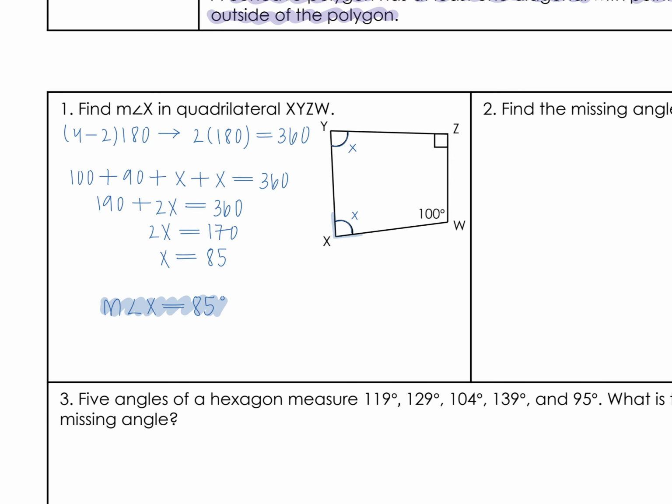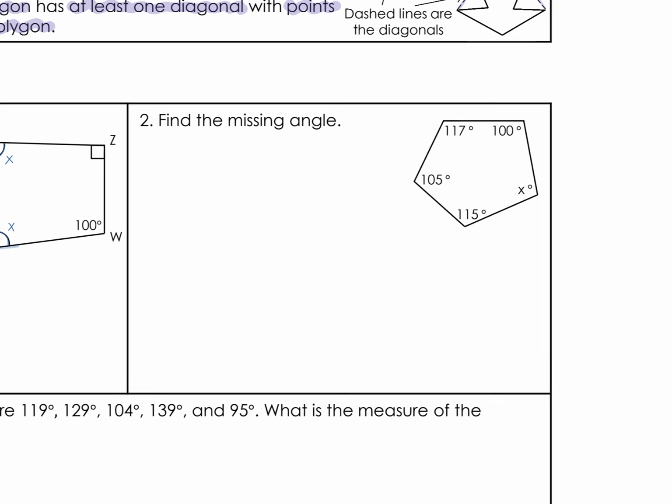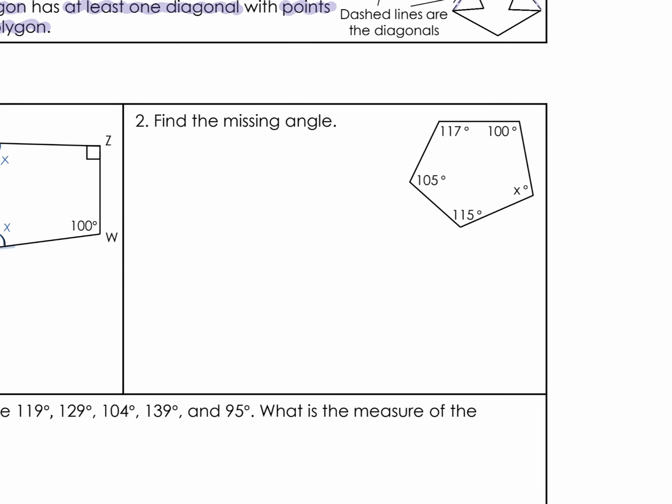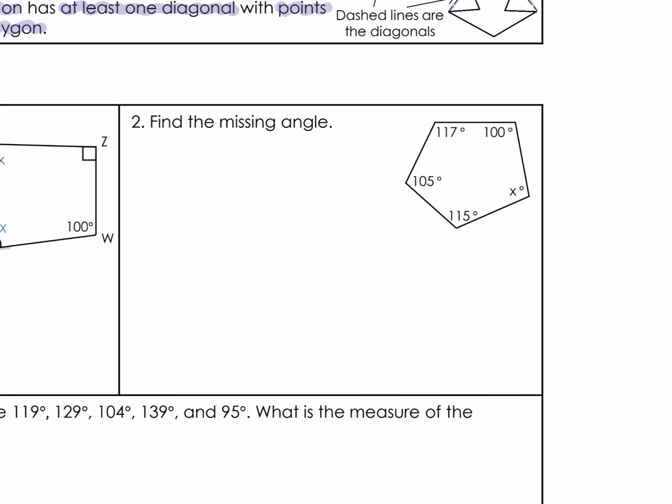Okay, so moving into question number 2, we are asked to find the missing angle. Okay, and so obviously my missing one is going to be this X here. What's the angle we do not know? So looking at this, we can see we've got 1, 2, 3, 4, 5 sides. So we have a pentagon.